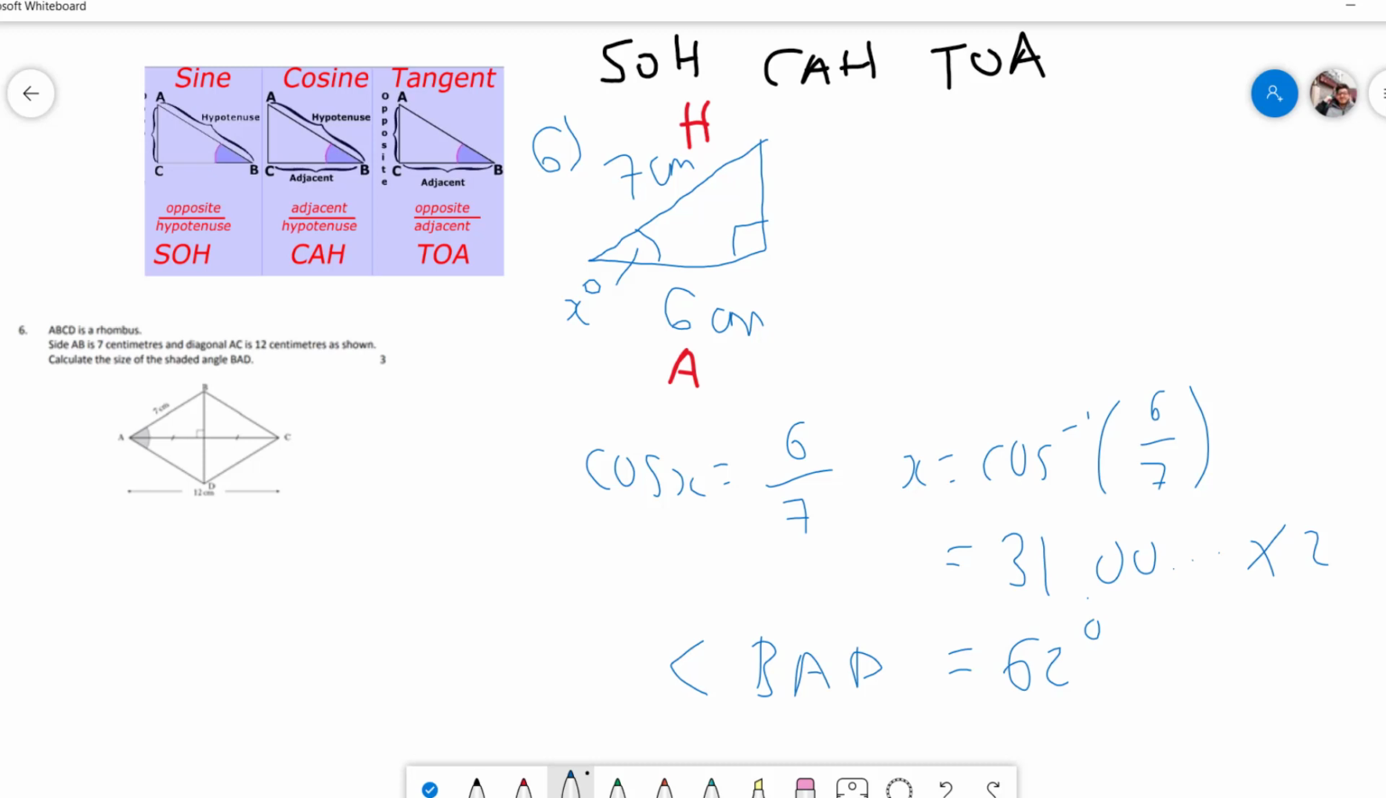And that's it for today. So we went through 6 exam style questions based on trigonometry. Some of them were to find the length of a side, and some of them were to find the angle when given two sides.